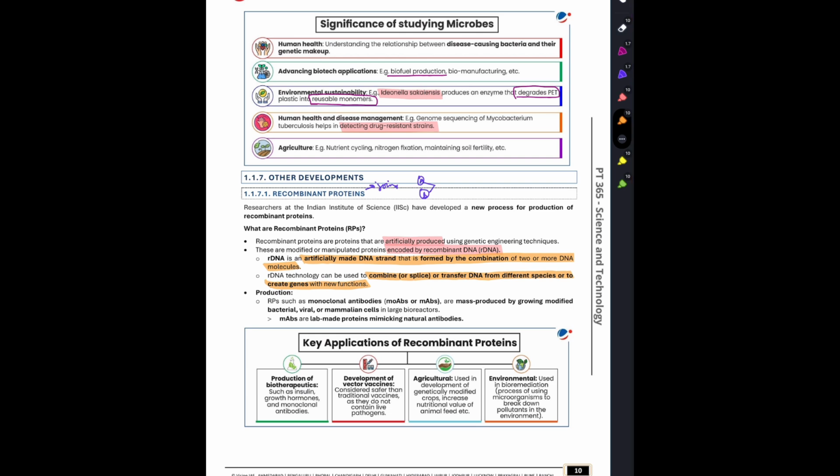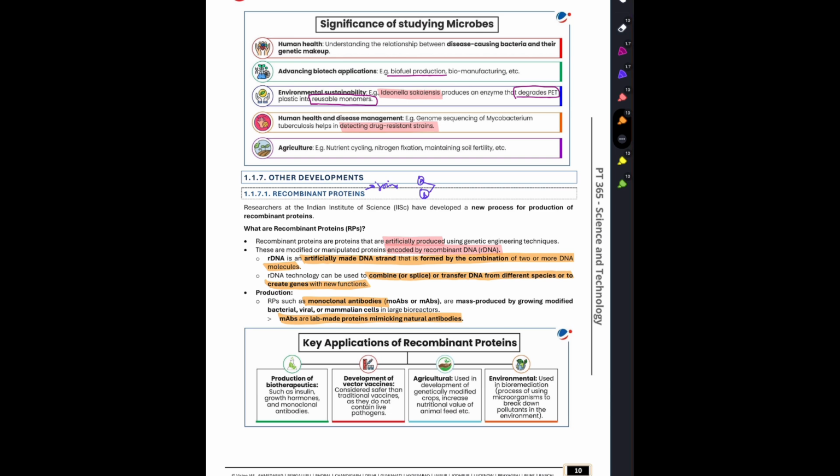Production: recombinant proteins such as monoclonal antibodies are mass produced by growing modified bacterial, viral, or mammalian cells in large bioreactors. Monoclonal antibodies are lab-made proteins mimicking natural antibodies. So these can be mass produced by growing them in large bioreactors.